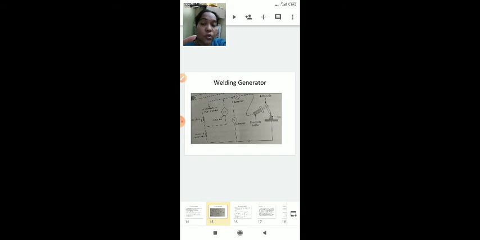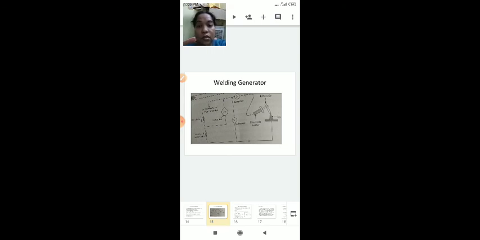If the cumulative is there, then these two fields are having the same direction. It aids with each other, then cumulation takes place. Here the difference of these EMFs will be adjusted, because these two are in reverse opposite directions.